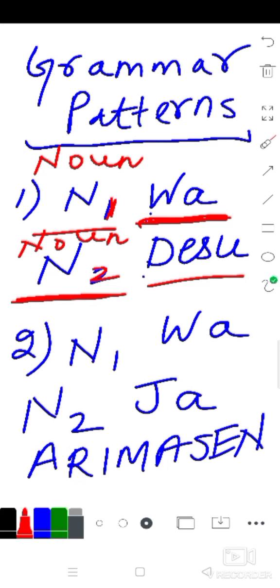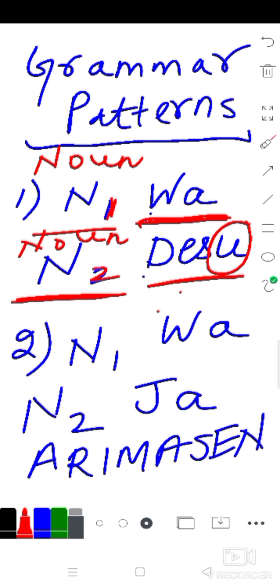Now you will see that it is written DESU and I was pronouncing it as "des". Maybe some of you will wonder why I am not pronouncing it as "desu". Here the U is silent, so that is why we pronounce it "des". So the first pattern is noun 1 wa, noun 2 desu.